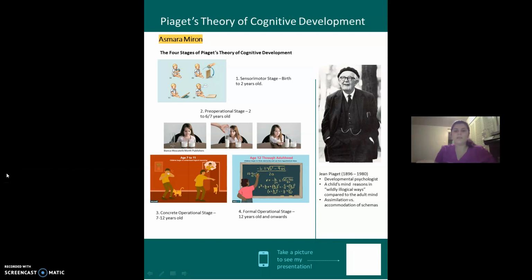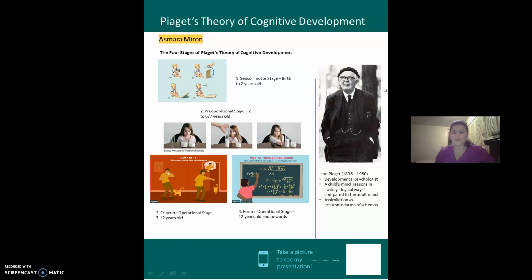Hi, so this is my presentation on Piaget's theory of cognitive development. Over here, there's a picture of Jean Piaget, and he was a developmental psychologist who was really interested in learning about children's developing cognition. So, the ways that they think, and the way that they know things, the way that they learn things, the way that they remember things.